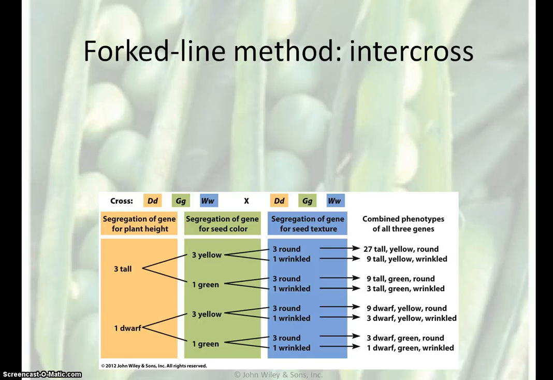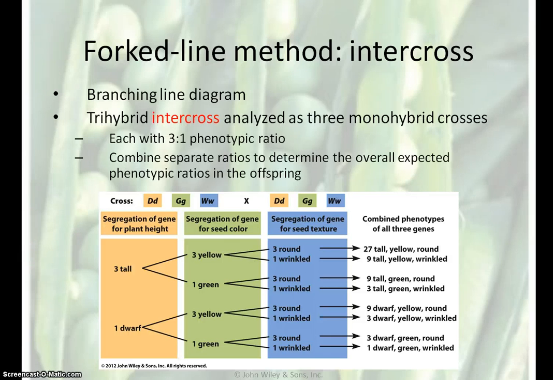And here we're going to talk about something called an intercross. An intercross is really just when you have 2 different organisms or 2 different individuals that differ and are crossed with each other. So a forked line method is really just a branching line diagram, as you see below. And here we're seeing a trihybrid intercross. So we're looking at 3 different traits, and we're crossing 2 individuals, each of whom is heterozygous for each of these 3 traits.